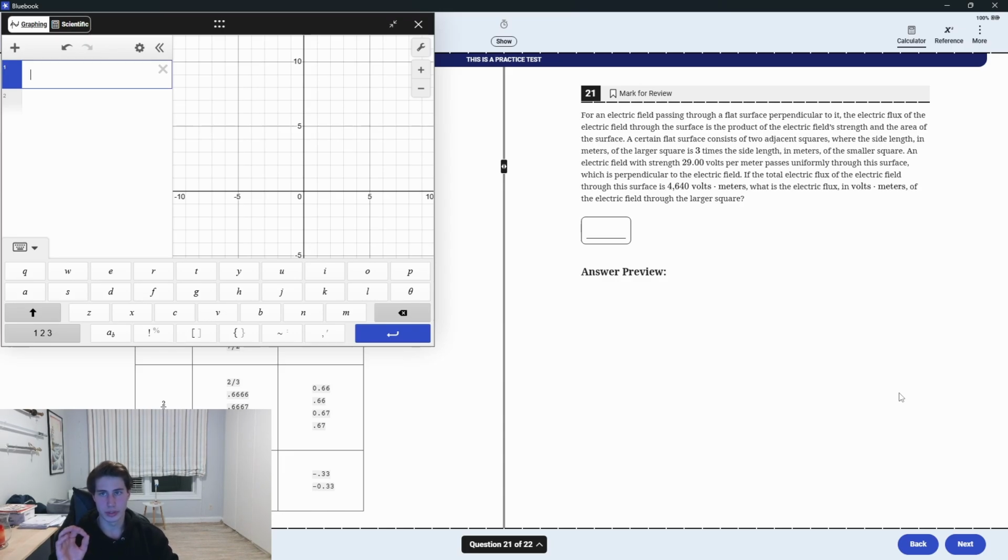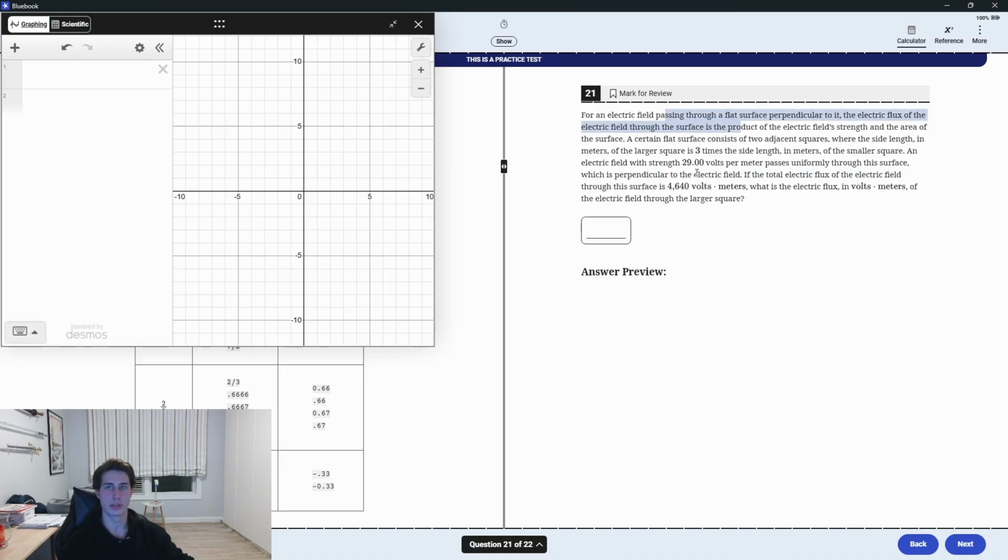A certain flat surface consists of two adjacent squares, so two squares right next to each other, where the side length in meters of the larger square is 3 times the side length of the smaller square. An electric field with strength of 49 volts per meter passes uniformly through the surface, which is perpendicular to the electric field. So we know it's going to be applied to the first equation because it's talking about being perpendicular. And we know that our electric field strength is 29 volts. Okay. If the total electric flux passing through the surface is 4,640 volts per meter, what is the electric flux of the electric field through the larger square?